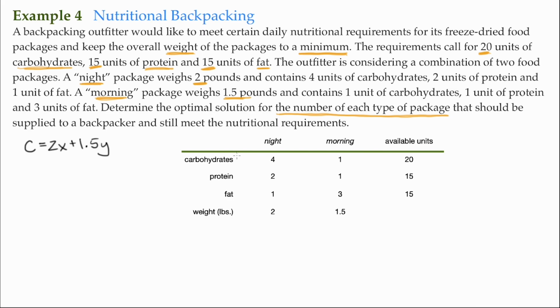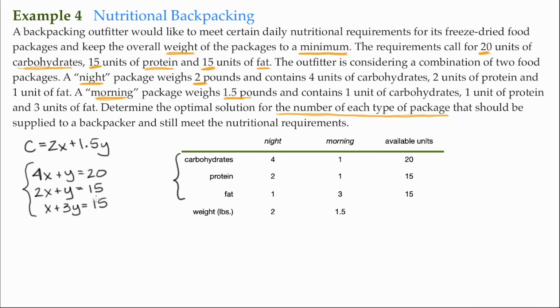So now that we have our table, we can see right here that that's going to be our system of equations. So we'll go ahead and write that down. For x, x being the night packages, 4x plus y is equal to 20. 2x plus y, y of course being the morning packages, is 15. And then x plus 3y is also equal to 15. And we'll close off that system.